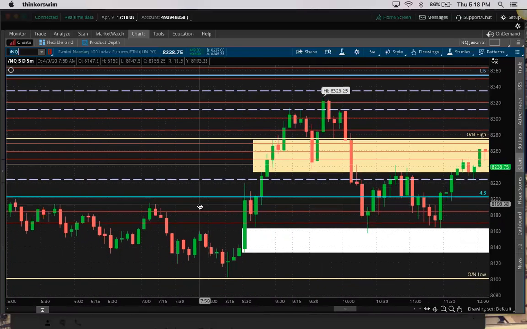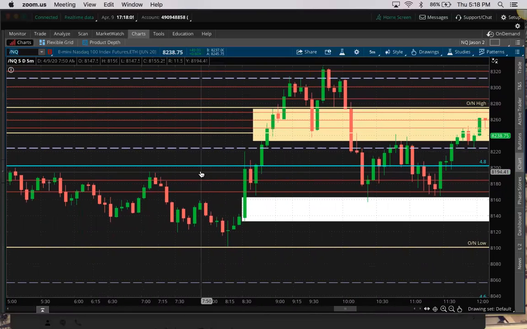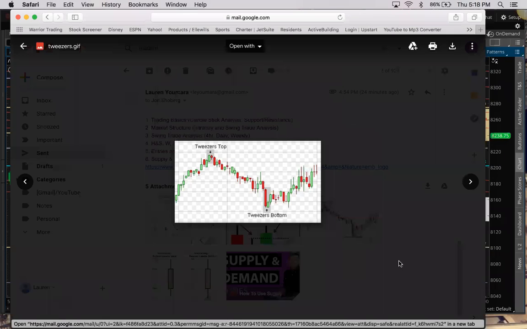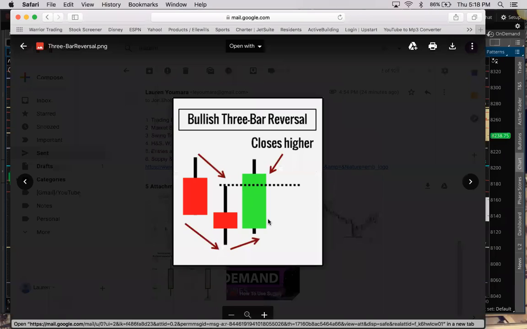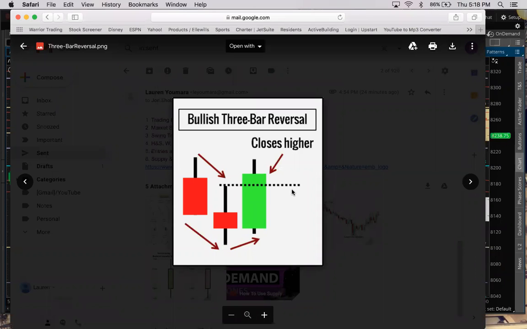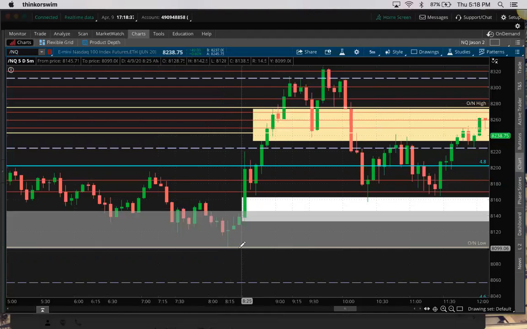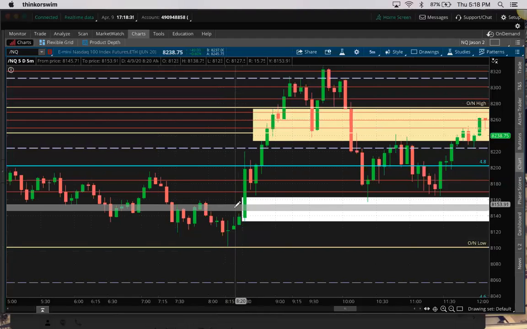All right, so what we're looking for now, I'm pretty sure I sent this in the email too, is, I know these are tweezers, oh yeah, here it is, a 3-bar reversal. So a 3-bar reversal is pretty much what it's saying: you will have 3 bars in a row, and it will be notifying you of a reversal. So here's one right here. I'm going to highlight it for you. But what it is, and the colors again don't matter.